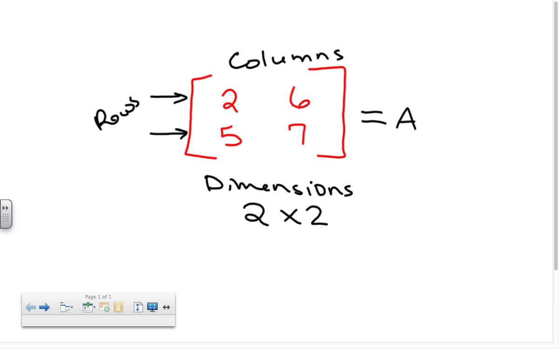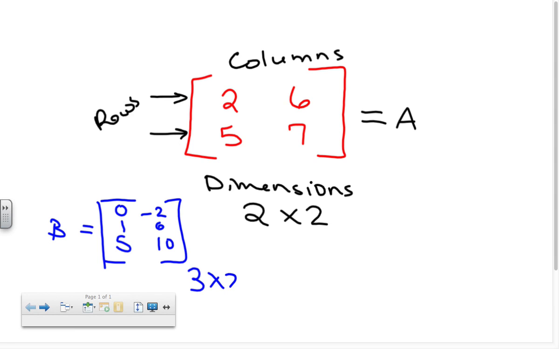Let me draw another matrix for you. 0, 1, 5, -2, 6, 10. And by the way, you can have any types of numbers in matrices. We can have fractions, decimals, positives, negatives, anything like that. Typically, you won't see decimals and fractions, but they can show up. Now, this one has 3 rows and 2 columns, so we'll call this matrix B. So matrix B would be considered a 3 by 2 matrix, okay?